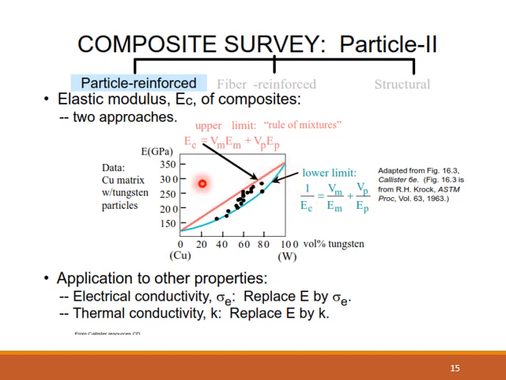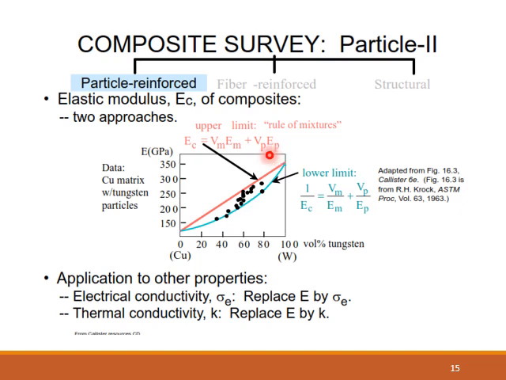So the upper bound is defined by EC is equal to VM EM plus VP EP. EC is the modulus of the composite that you want to design. VM is the volume fraction of the matrix. EM is the modulus of the matrix. VP is the volume fraction of the particle, and EP is the modulus of the particle.